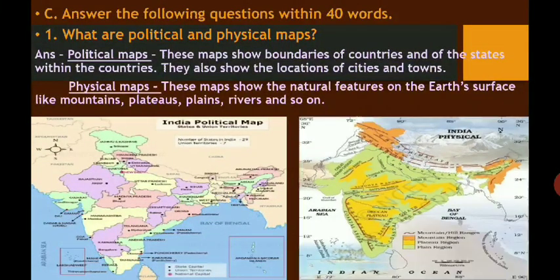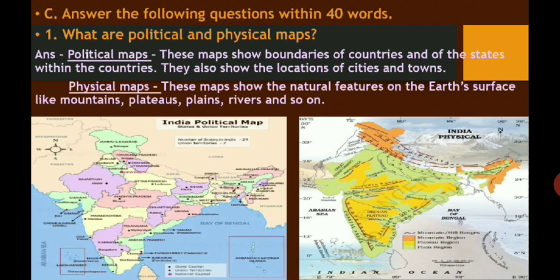Okay, so the first one is the India political map. Look at the picture. This is the Indian political map, and now look at the definition of a political map. This map shows boundaries of countries and of the states within the countries. It means this political map shows the boundaries of states. In political maps, it shows the boundaries of the states and the countries. They also show the locations of cities and towns.